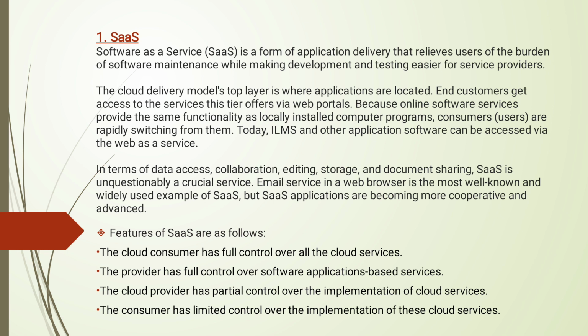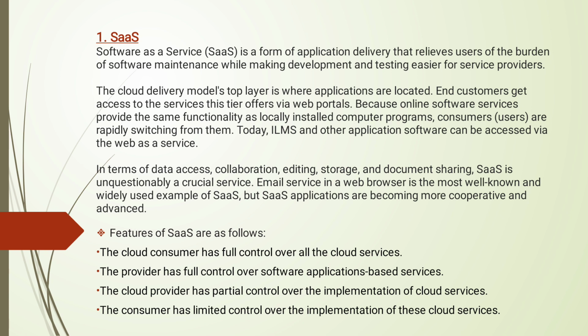First, let us discuss software as a service. Software as a service is a form of application delivery that relieves users of the burden of software maintenance while making development and testing easier for service providers. The cloud delivery model's top layer is where applications are located. End customers get access to the services this tier offers via web portals.